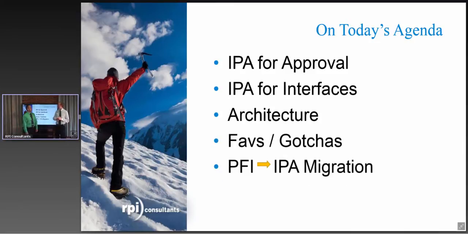Today's agenda, we're going to start by talking about one of the most common and useful things you can do with IPA, and that is transaction approval. IPA is tightly bound into the Lawson application, so it makes sense that it's a great engine for doing transaction approval. And then I'm going to talk about using IPA for interfaces, replacing some of your COBOL interfaces with IPA. Then we'll get a bit into the architecture of how IPA works. What does Landmark look like? We'll talk a little bit about some of my favorite things and a couple of gotchas to look out for. And finally, we'll wrap it up with how to get from PFI to IPA, a topic that a lot of people are interested in, what with their 10 upgrade on the horizon.